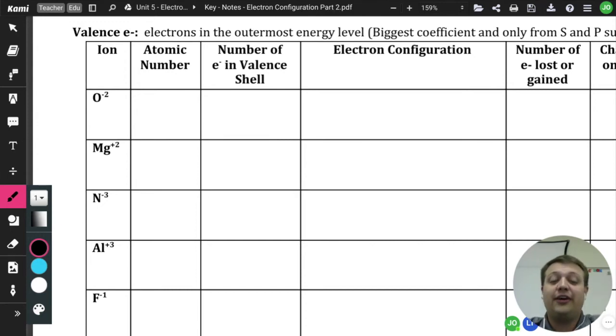I'm actually going to be finishing out this set of notes over electron configuration. So for our valence electrons, let's do the electron configuration for each of these ions that we have, and we'll see what we get as a result.